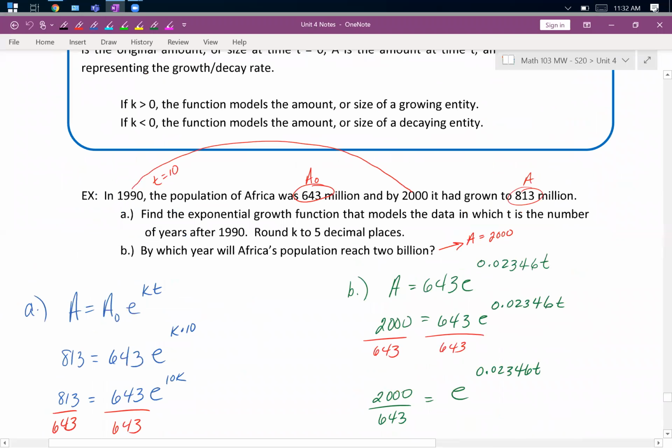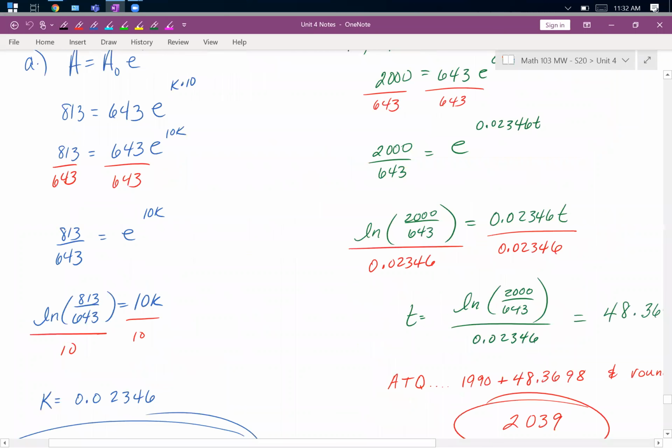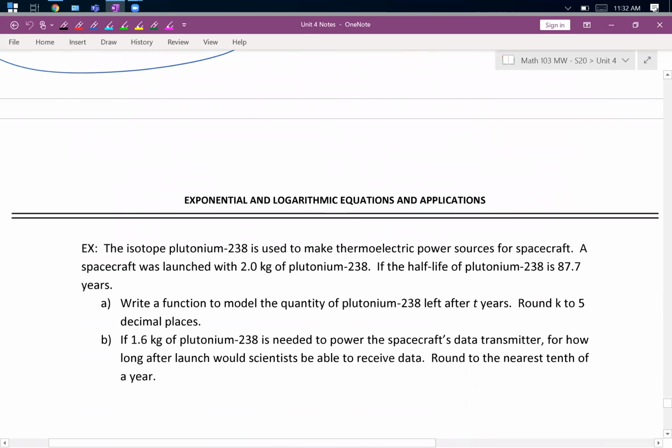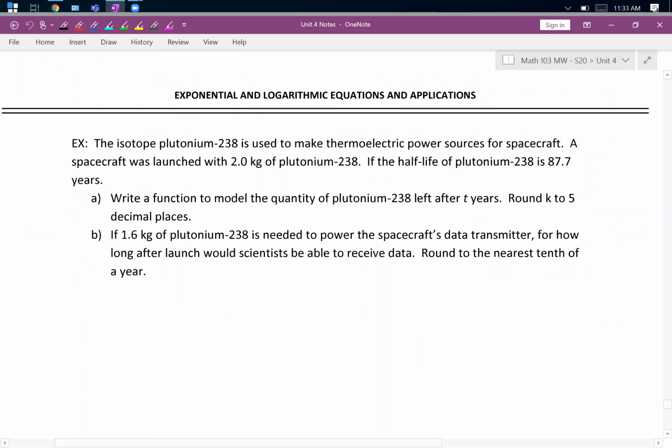So, you know, population growth is a very common application of exponential growth and decay, but now we're going to talk about a very common decaying application, which is half-life. This is something that we discuss a lot in chemistry.